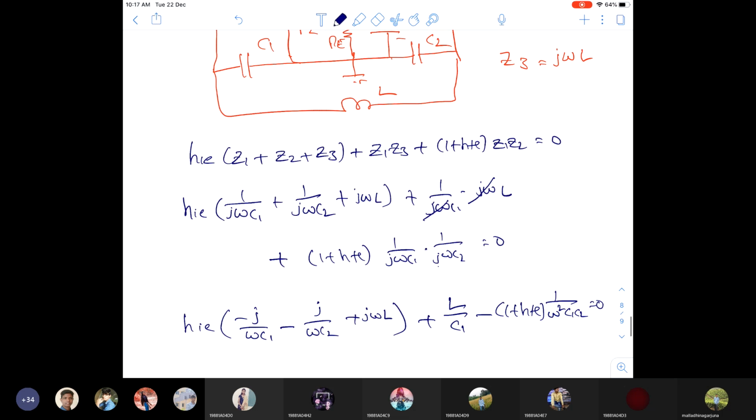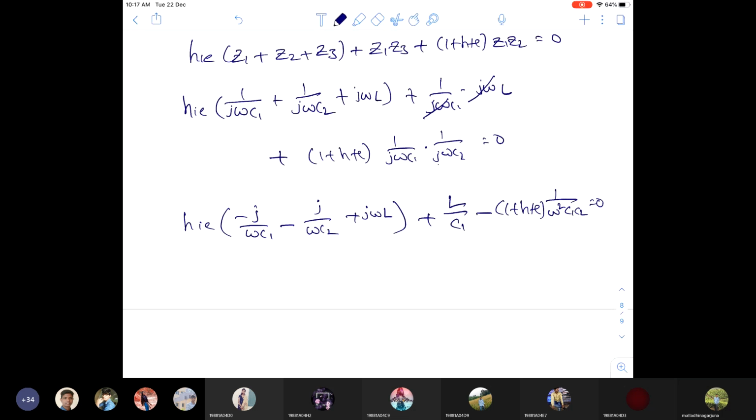Okay, so now take j as common here: j into hie into (minus 1 by omega C1 minus 1 by omega C2 plus omega L) plus L by C1 minus 1 plus HFE into 1 by omega square C1 C2 equal to 0.